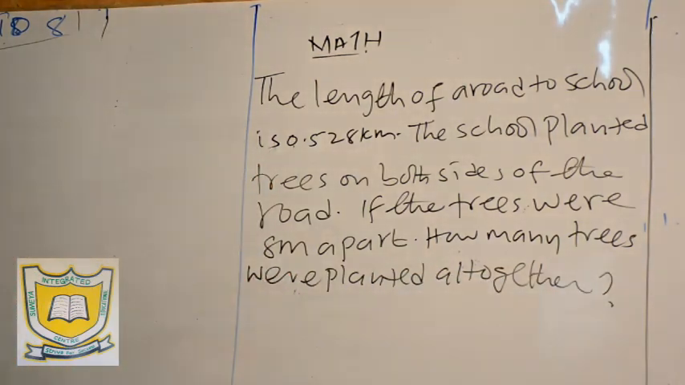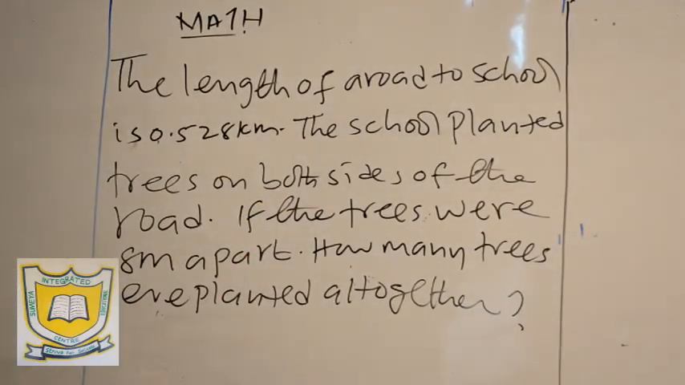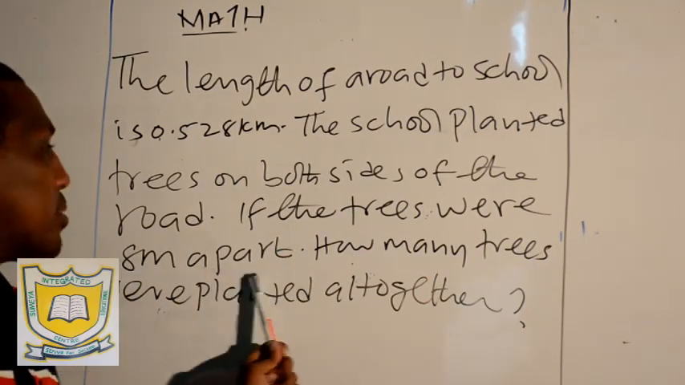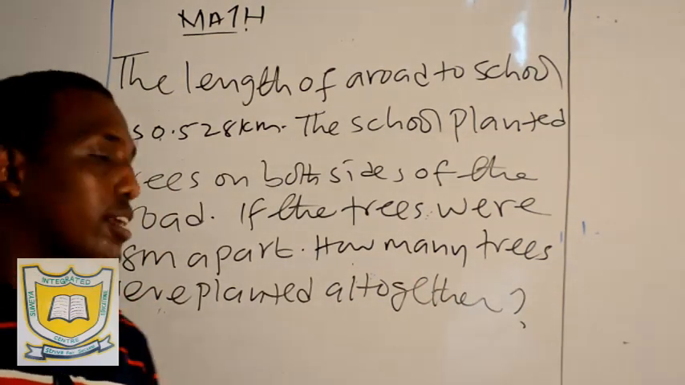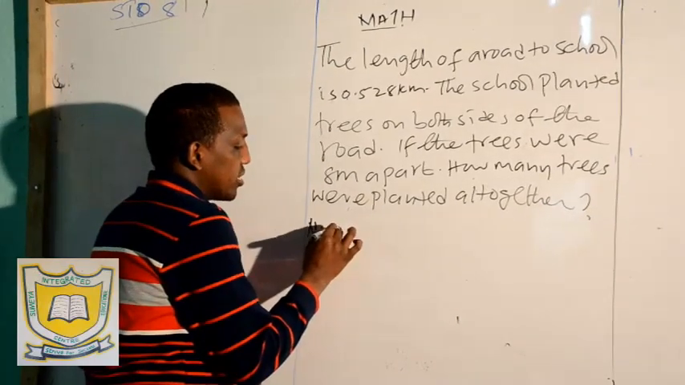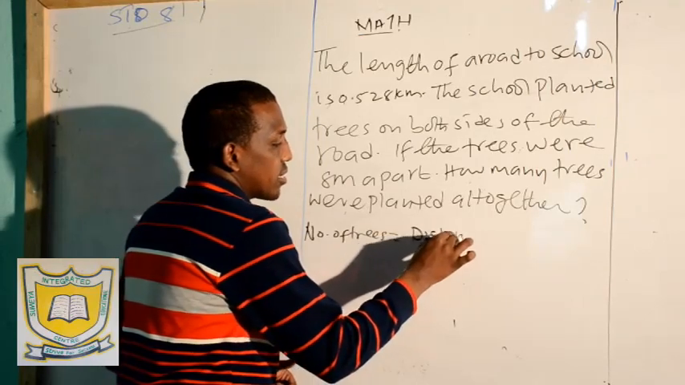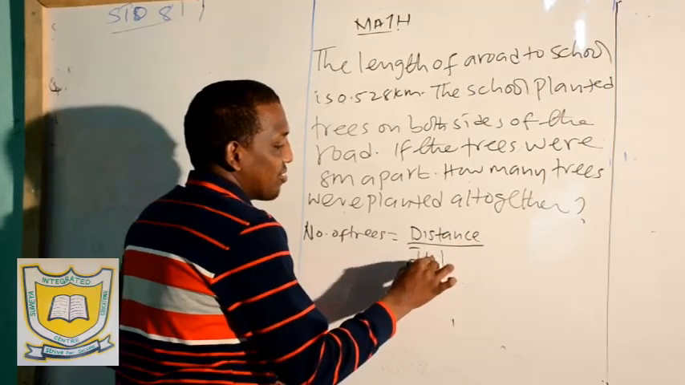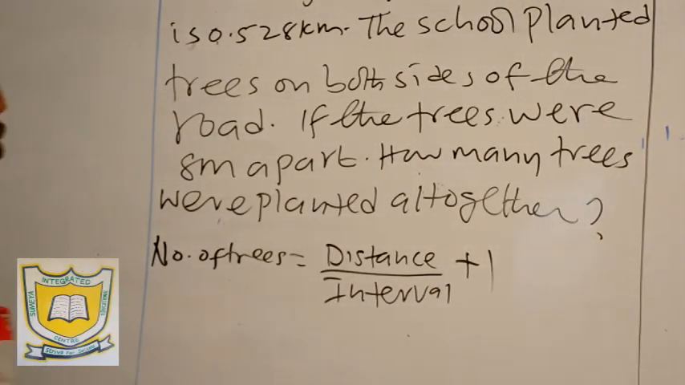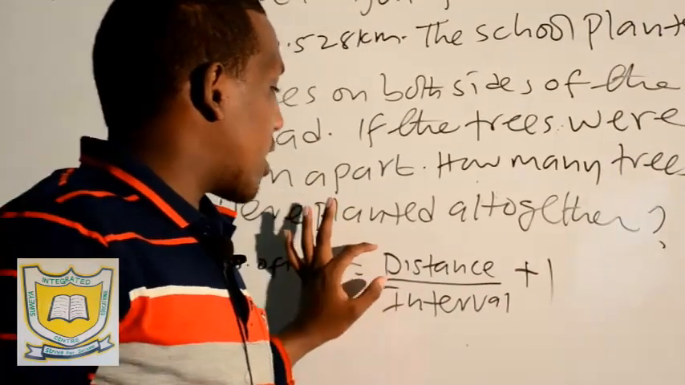Yes, let us solve this question now. The length of a road to school is 0.528 kilometers. The school planted trees on both sides of the road. If the trees were 8 meters apart, how many trees were planted all together? They're asking for the number of trees. So the number of trees equals distance over interval plus one. Remember, when it is closed, it is distance over interval. When it is open, it's distance over interval plus one.